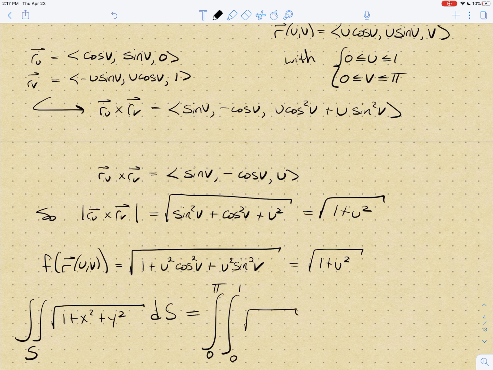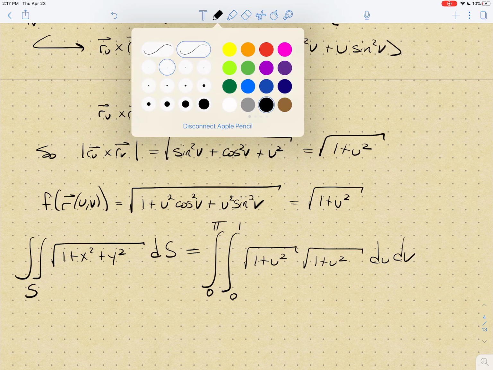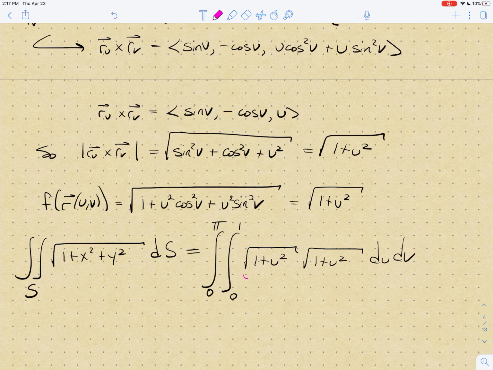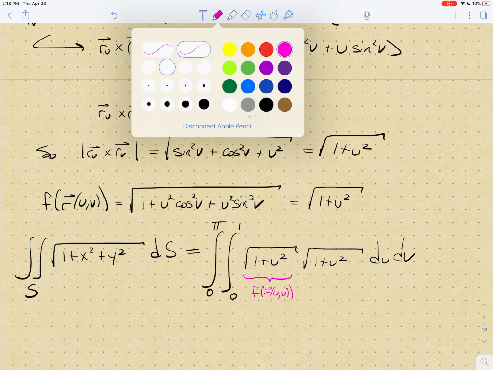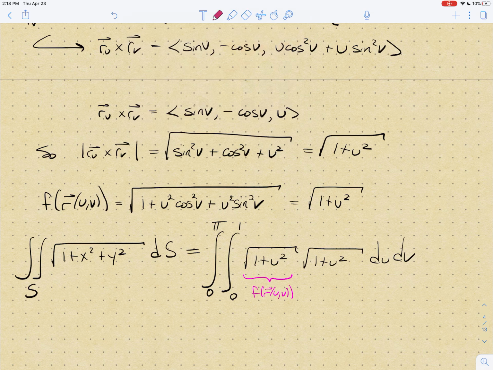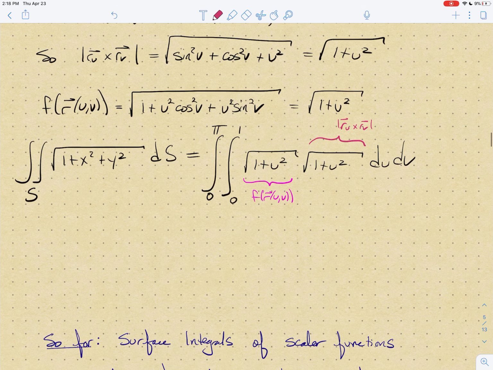I get f of r of u and v, which is this radical 1 plus u squared, times the length of r_u cross r_v, which is also radical 1 plus u squared, and then I get a du dv. I do want to make very clear to you what's what here, so please realize this is my f of r of u and v, and let's find a different crazy color. How about this one? Oops, oh man, I can't write today. This is my r partial u cross r partial v length. And so it just so happens they're the same.